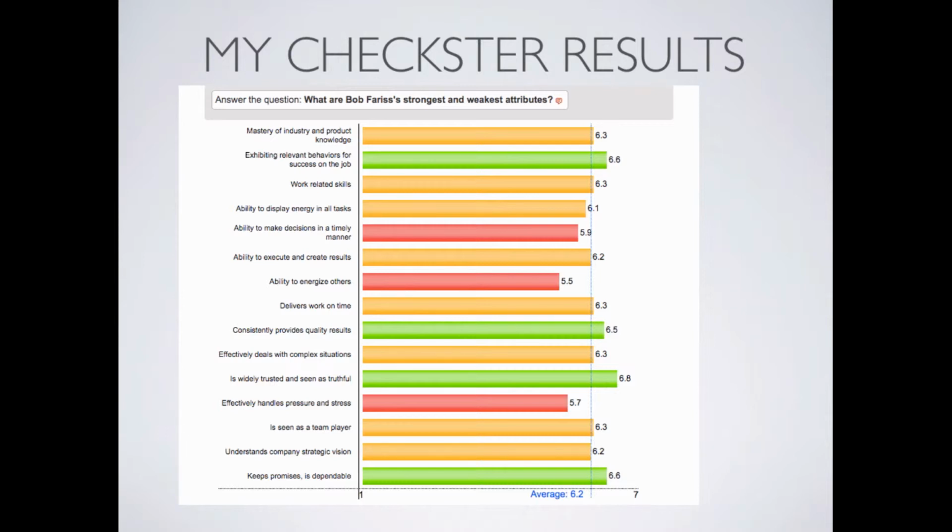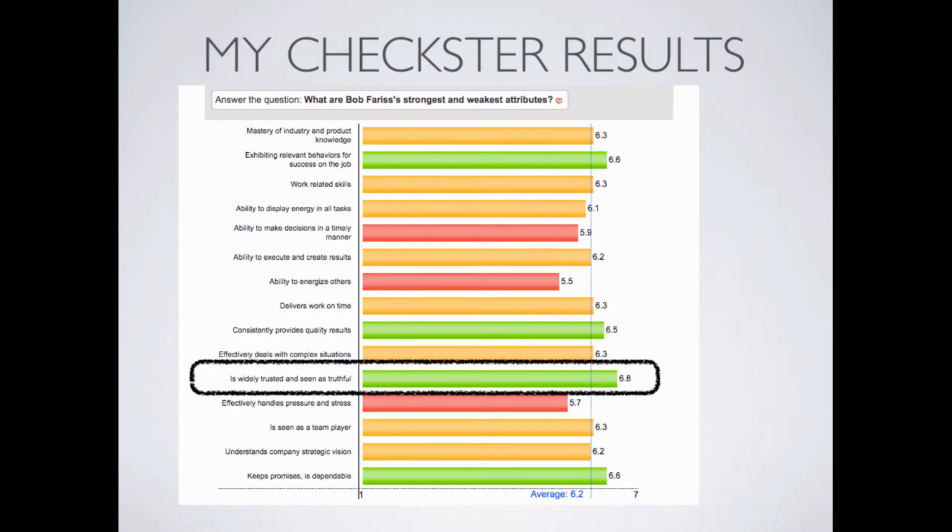And on a scale of 1 to 7, the strongest attribute came back. In fact, it's 6.8 out of 7. I'm widely trusted and seen as truthful. Now that's a pretty nice starting place. All right, I have people who view me as trusted and truthful. The next step would be trusted and truthful in doing what?